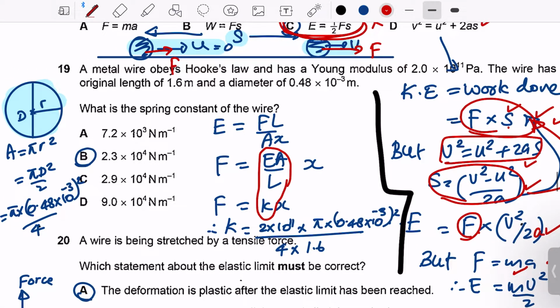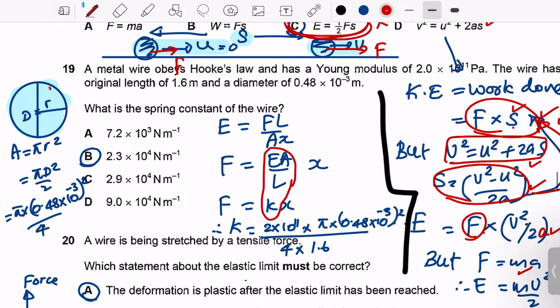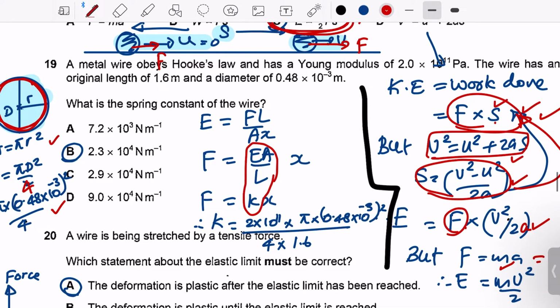Question 19. First thing to understand is the cross-sectional area of the wire is a circle for us, and you can write it in two different ways, pi r squared, or with r as diameter over 2, pi d squared over 4. So this is the equation. We know the area. Second, Young's modulus is FL over Ax.